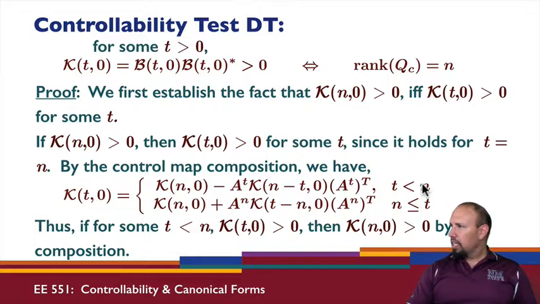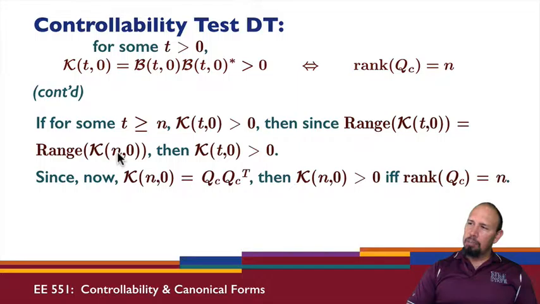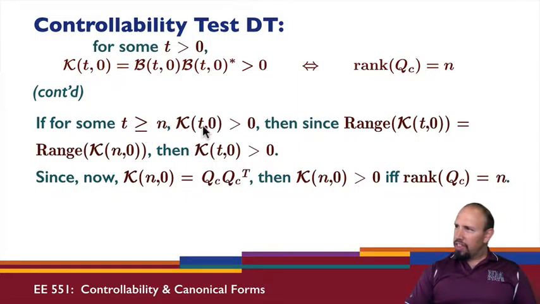Now what about t greater than or equal to n? If for some t greater than or equal to n, K at t and 0 is positive definite, then notice that in this case we have used this property that the range of the controllability gradient up to time t is equal to the range of the controllability gradient up to time n for t greater than or equal to n. So if this is positive definite, then that must be positive definite.